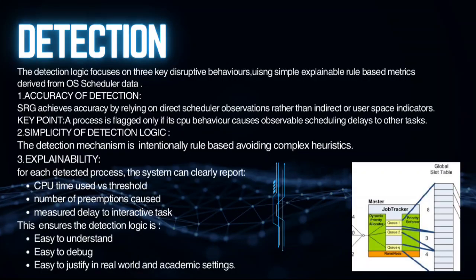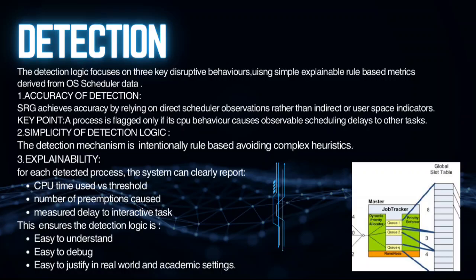And now let us go to the detection step. The detection logic focuses on three key disruptive behaviors using simple, explainable, rule-based metrics derived from the OS scheduler data. The first one is accuracy of detection. SRG achieves accuracy by relying on direct scheduler observations rather than indirect or user space indicators. The key point here is that a process is flagged only if its CPU behavior causes observable scheduling delays to other tasks.